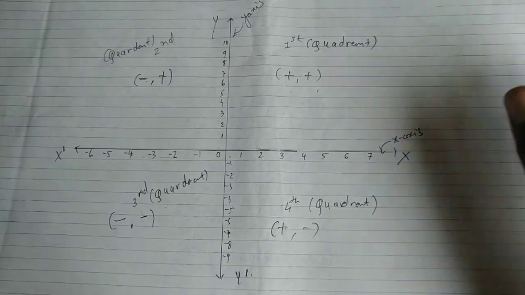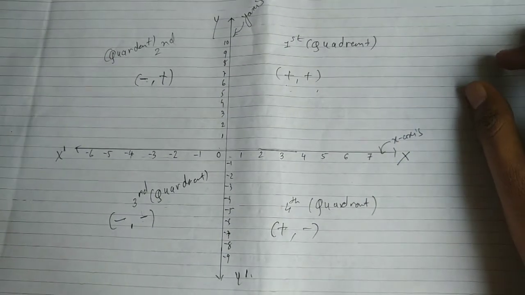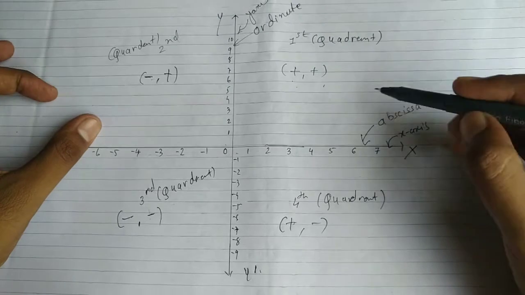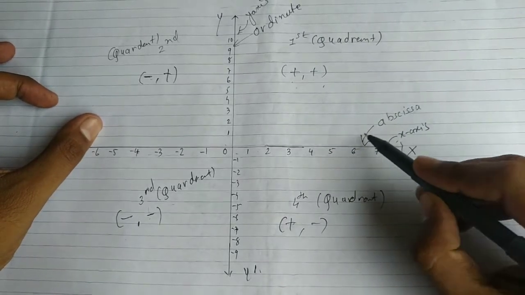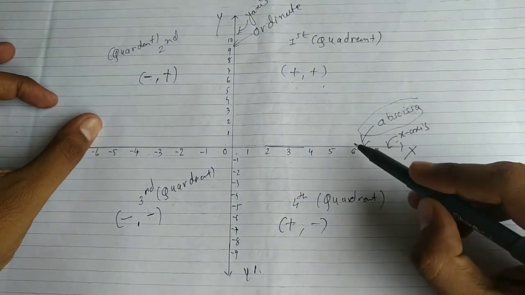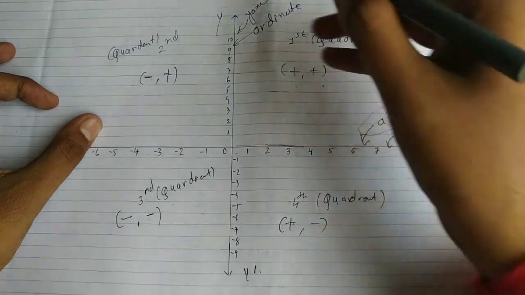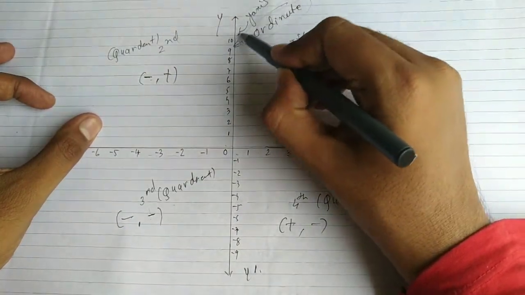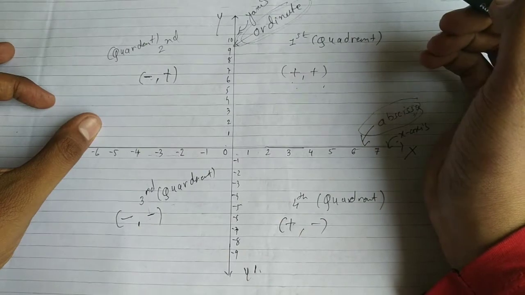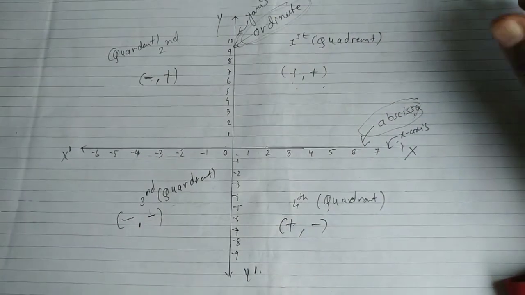Now, the next topic. Remember that the x-axis is also called the abscissa, and the y-axis is called the ordinate.